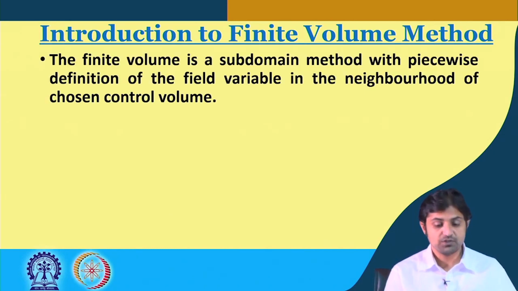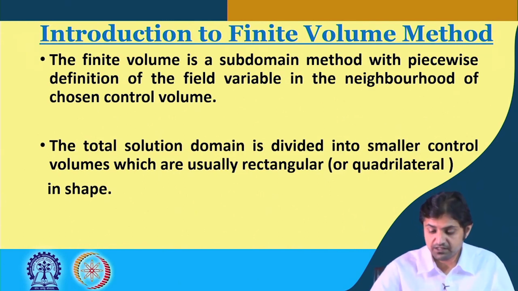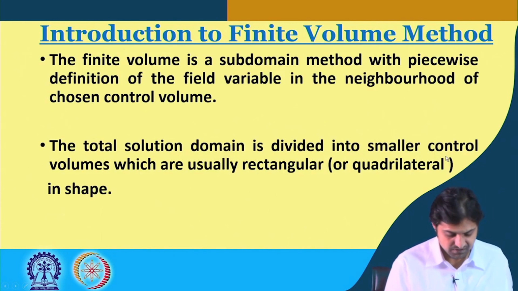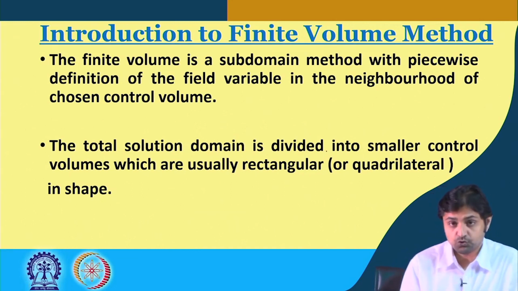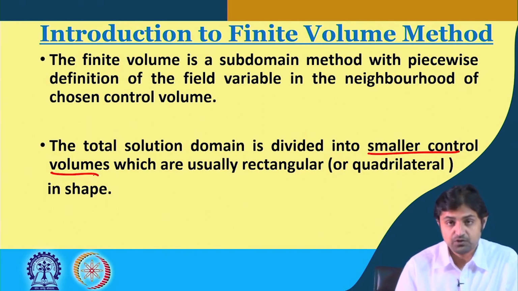What is finite volume method? So the finite volume is the subdomain method with piecewise definition of field variable in the neighborhood of chosen control volume. All right, so the total solution domain in the finite volume is divided into smaller control volumes. Normally they are rectangular in shape or quadrilateral in shape.